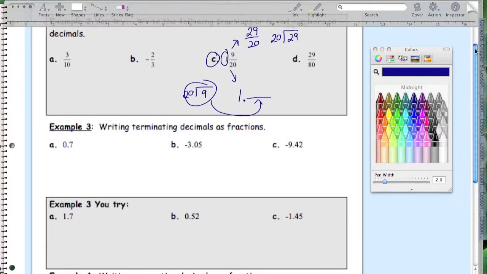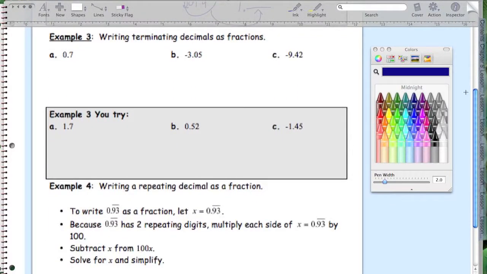All right, example 3. Now we're going to go the other way, writing terminating decimals as fractions.